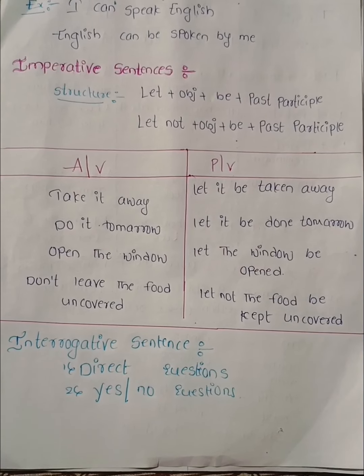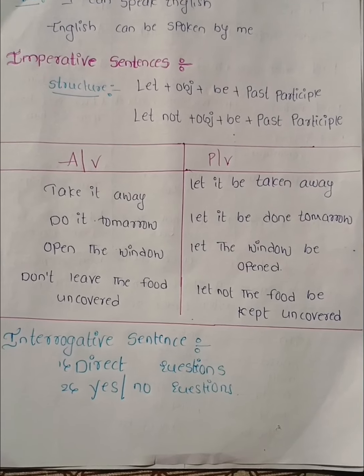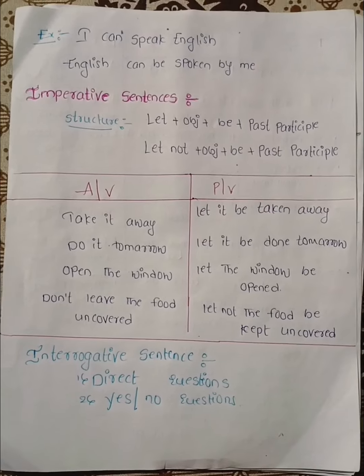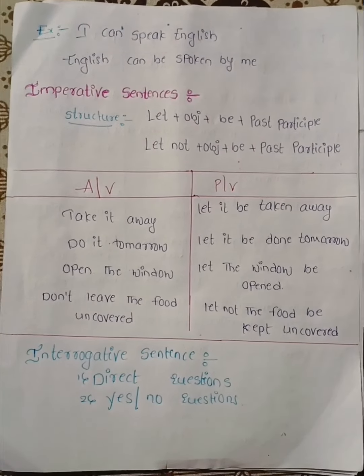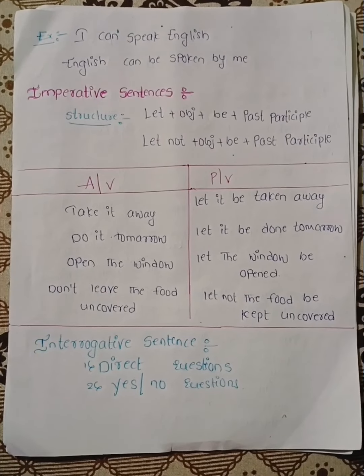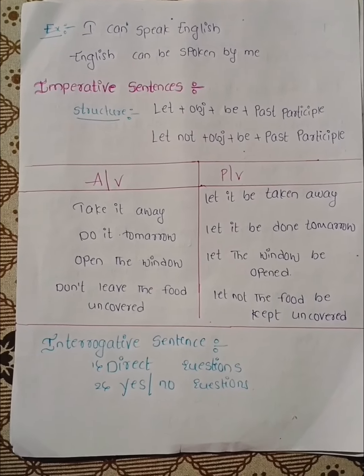This is part 2 of active voice and passive voice. Please do watch part 1 before this. Let's see how to convert imperative sentences from active voice to passive voice. Imperative sentences are used to give advice, orders, instructions, etc.